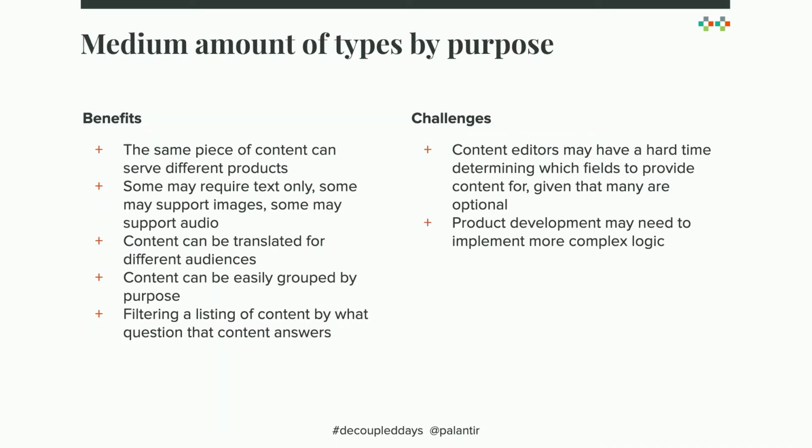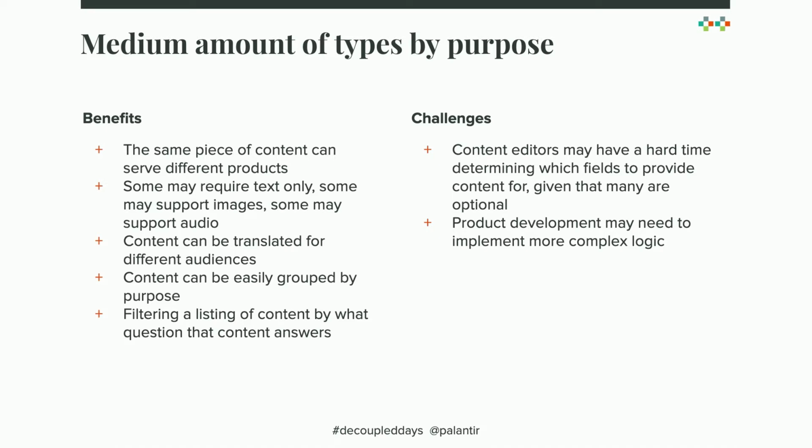So some of the benefits of this approach are that the same piece of content can be used by different products. Like there was nothing product specific in there. We can also, some of them can require text or images. So you might be able to serve the same content, like a news item, in just text if the product only supports text, or you can add images.